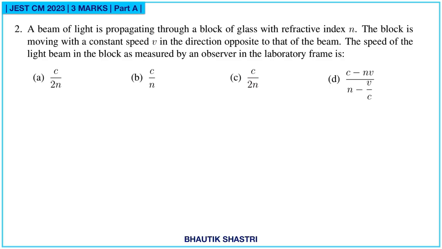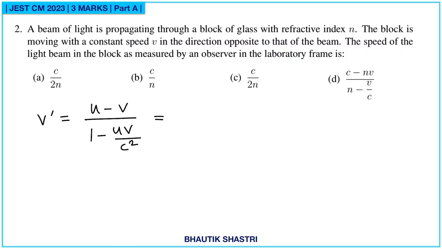Question number 2. A beam of light is propagating through a block of glass with refractive index n. The block is moving with a constant speed v in the direction opposite to that of the beam. The speed of the light beam in the block as measured by an observer in the laboratory frame is, let it be v', and that will be equal to (u - v) / (1 - uv/c²).